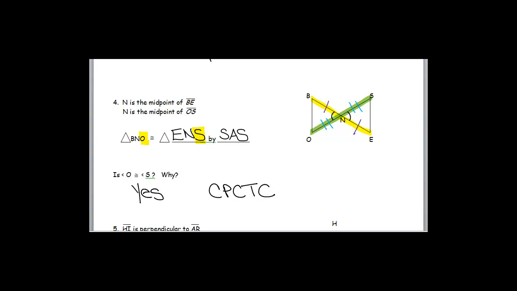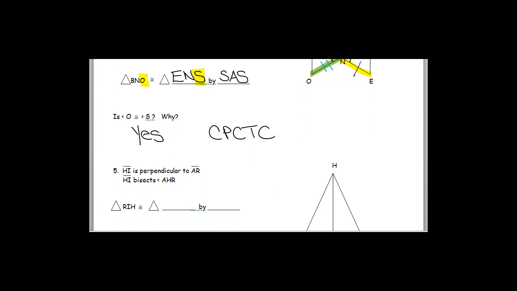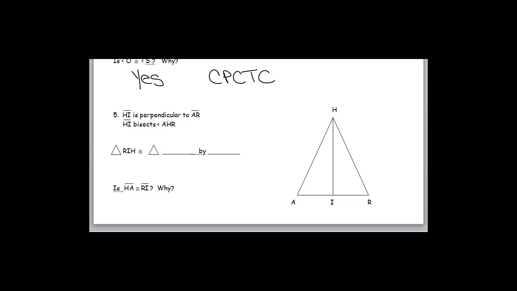Alrighty, we're in the home stretch. Problem number 5. Let's go ahead and look at those two clues. It is saying that segment HI is perpendicular to segment AR. Now, remembering here's HI, and then looking at segment AR, remember by definition, perpendicular means it forms right angles. So where the yellow segment and the green segment intersect, we can go ahead and write those right angles.